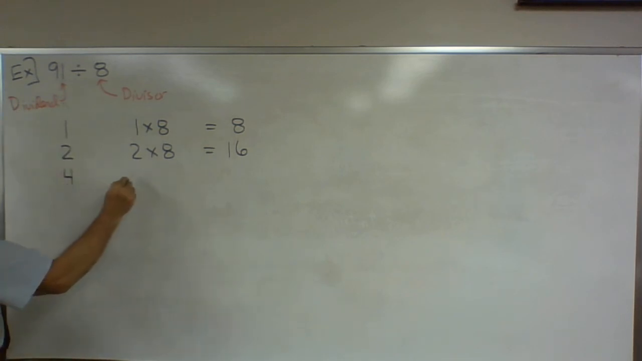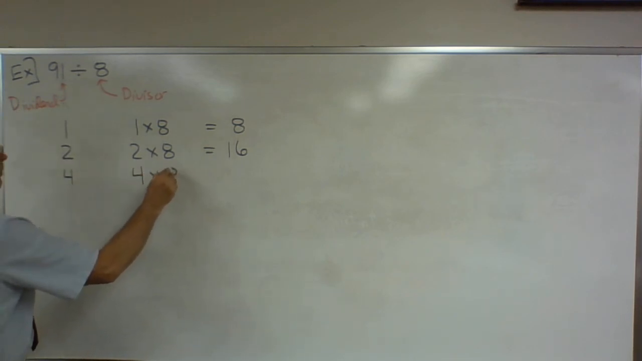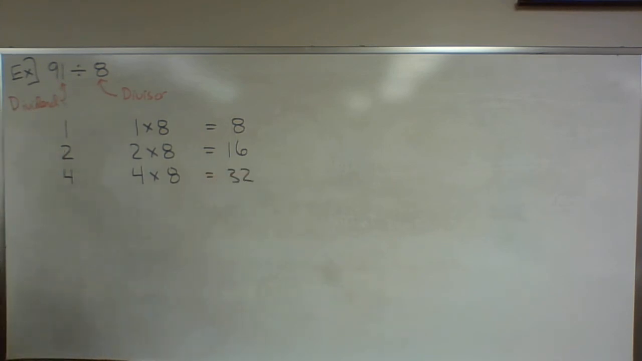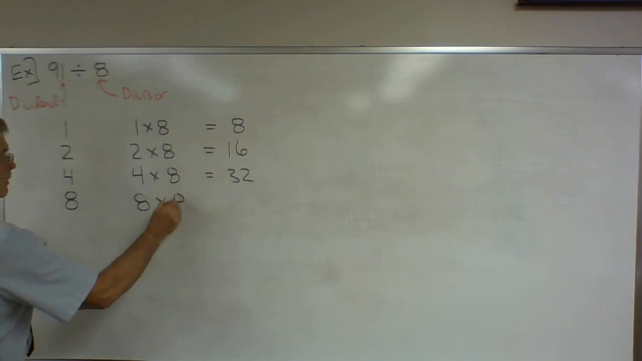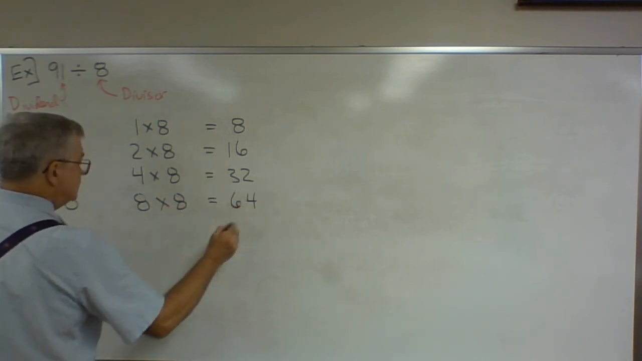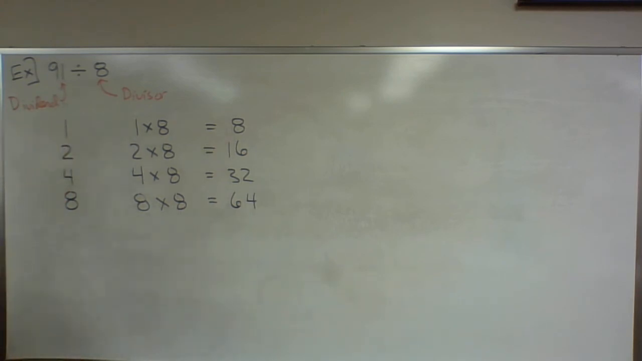Here's another power of 2 times the divisor. Do I hear yet another? Another power of 2 times the divisor. Now what happens if I do 16 times the divisor? 16 times 8 is 128. Oops, that's bigger than our dividend.